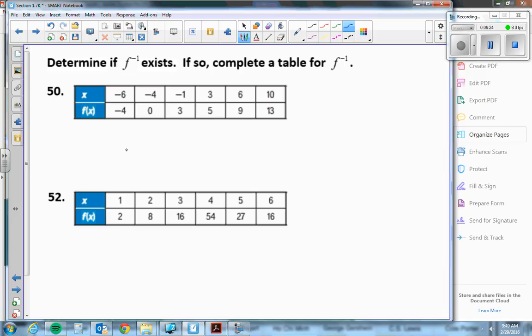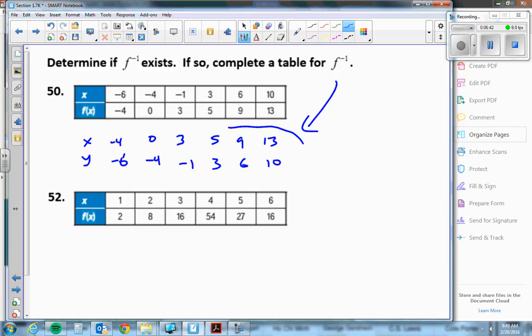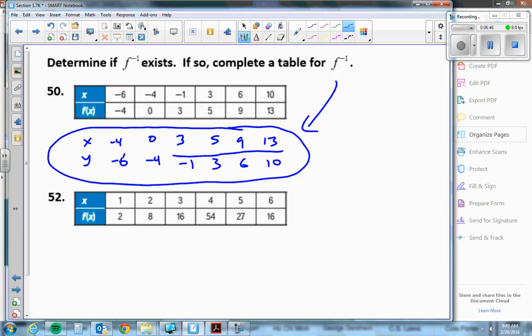None of the y's repeat, so when I reverse it, which is all you do, here I'm writing the inverse right now. Just reverse all the x's and y's. The old range becomes the new domain. The old domain becomes the new range. And that is the inverse, and it's a function. So there you go. That's the answer. Make it a nice little table if you want.